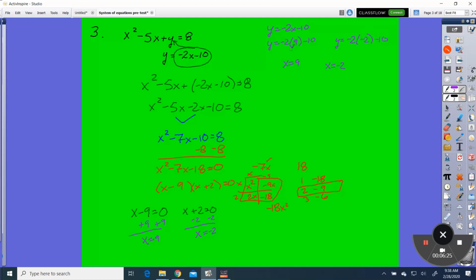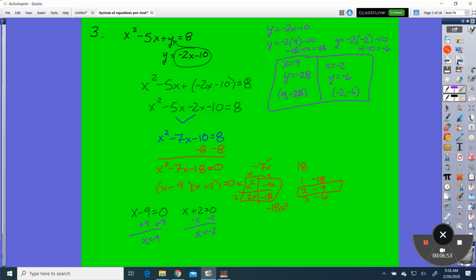So negative 2 times 9 is negative 18, minus 10 is negative 28. So when x equals 9, y equals negative 28. And negative 2 times negative 2 is a positive 4, minus 10 is negative 6. So when x equals negative 2, y equals negative 6. So I can write that as an ordered pair. And that's my answer. So that's substitution.